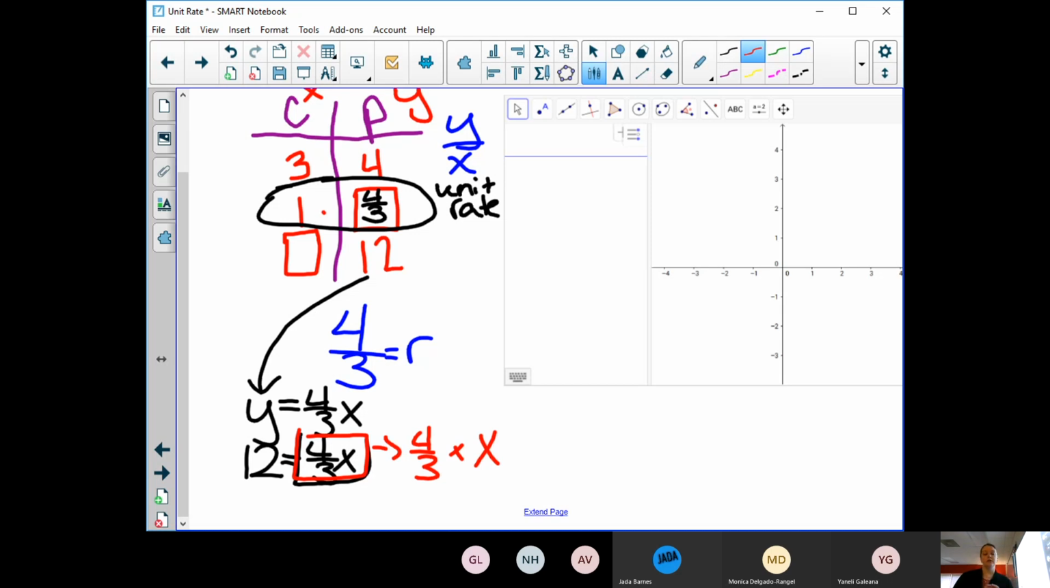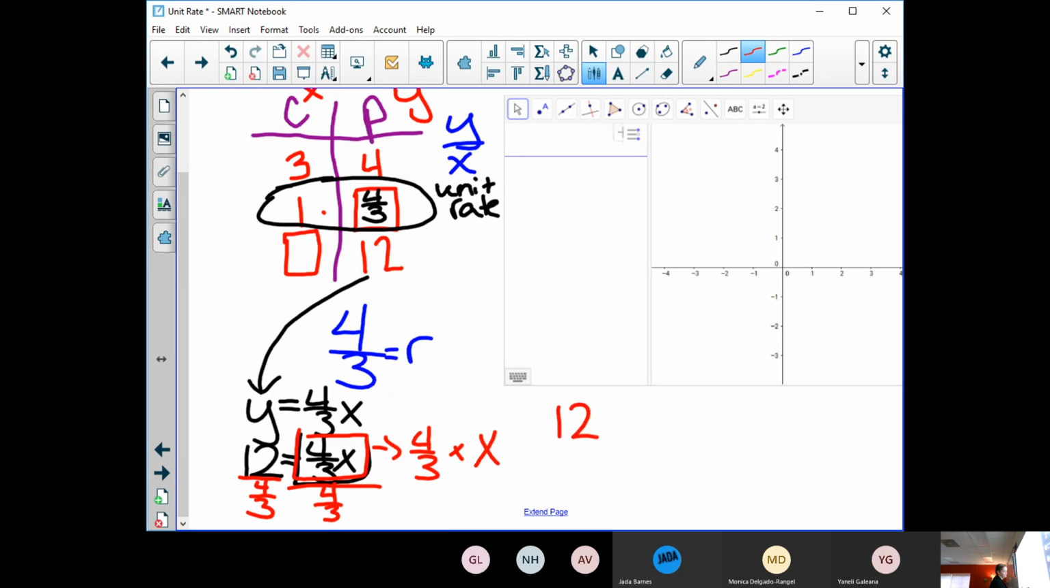To get x by itself, we have to do the opposite operation of multiplication. So what is the opposite operation of multiplication? Division. So I'm going to divide this by 4/3. And what I do to one side of my equal sign, I have to do to the other to keep things balanced and proportional.